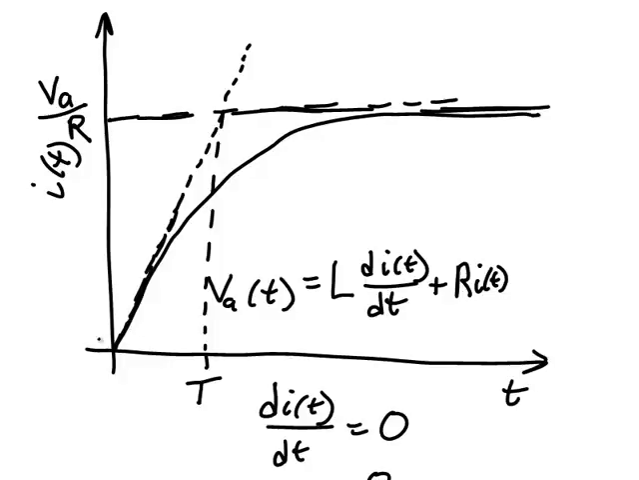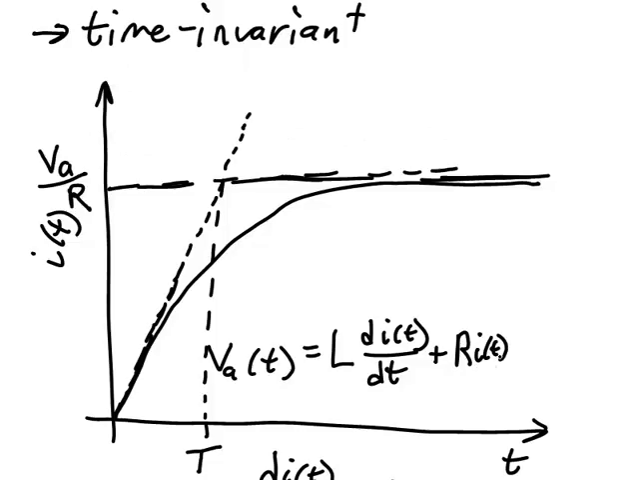Next, could we find the slope of the response at time equals 0? Let's see if we can. What we're going to do is we're going to plug in t equals 0 into this equation. When we substitute t equals 0, the current is going to be 0. That's because the current has not yet had any time to respond. We can see that right here in our plot. When time is equal to 0, the current is 0. Let's plug that into our equation.